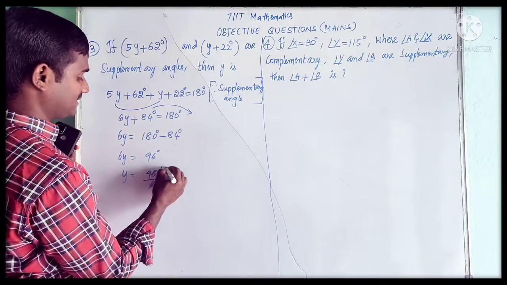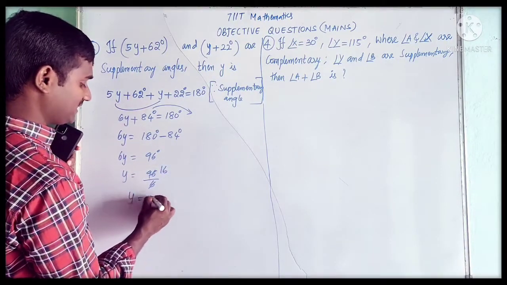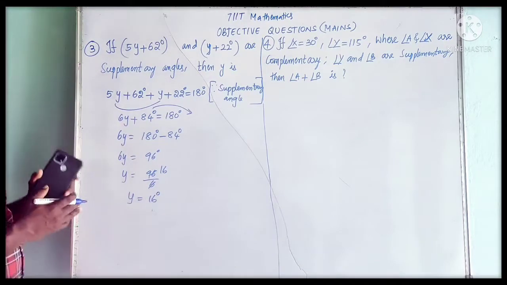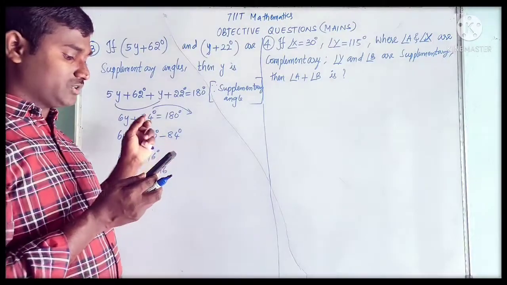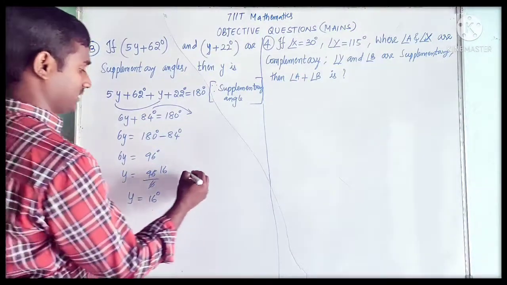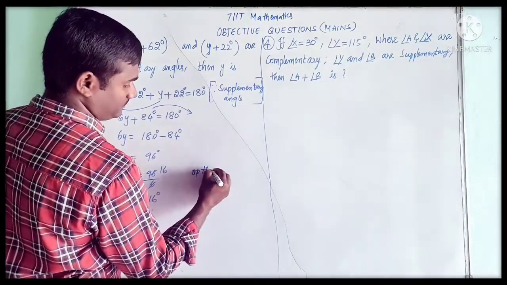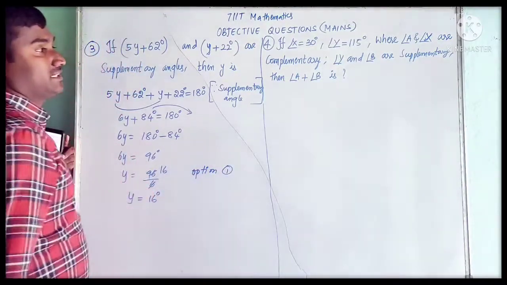y equals 96 by 6. 6 ones are 6, 6 sixteens are 96. So y is equal to 16 degrees. For the third question, the first option is the correct option. Option 1 is the correct option.